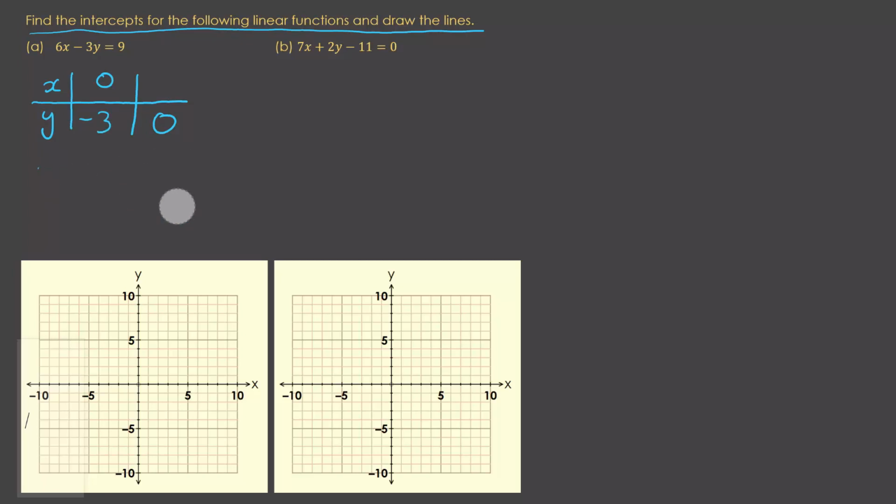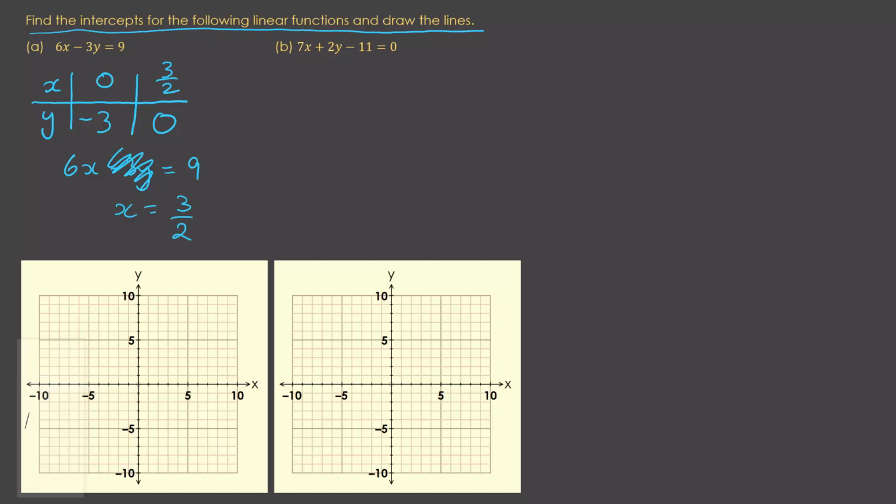Now let's think what happens to the equation 6x minus 3y equals 9 if y is 0. If y is 0, this part of the equation disappears. x is 9 divided by 6, which cancels down to 3 over 2.